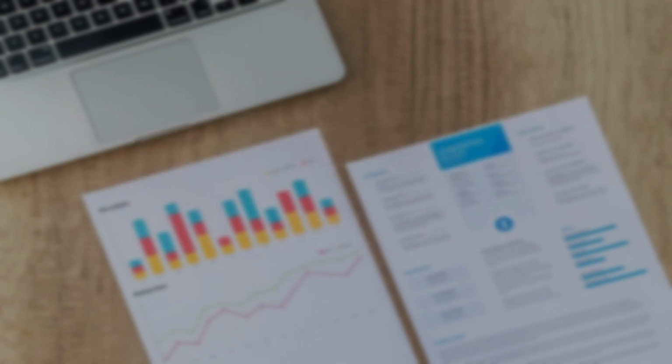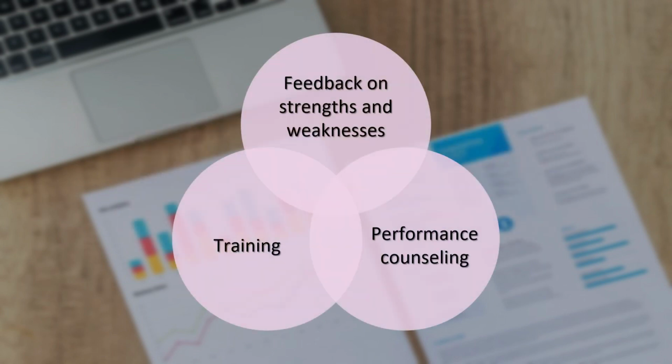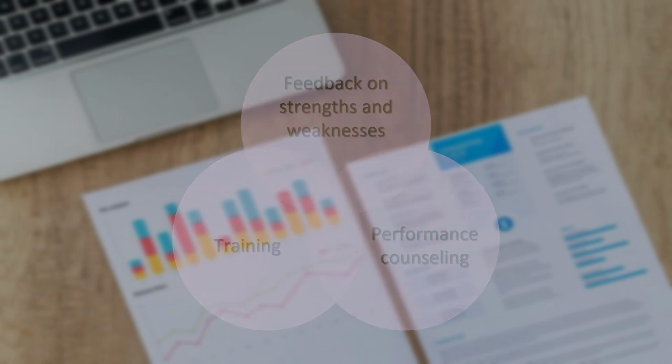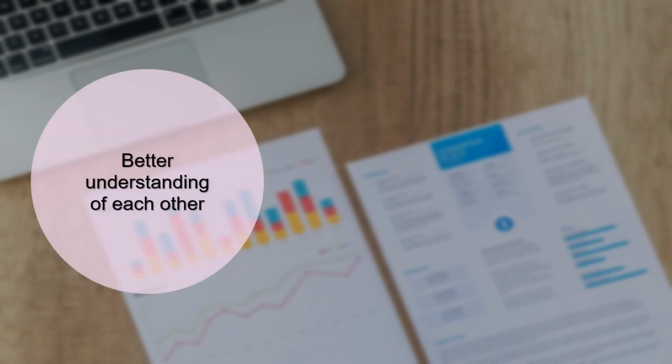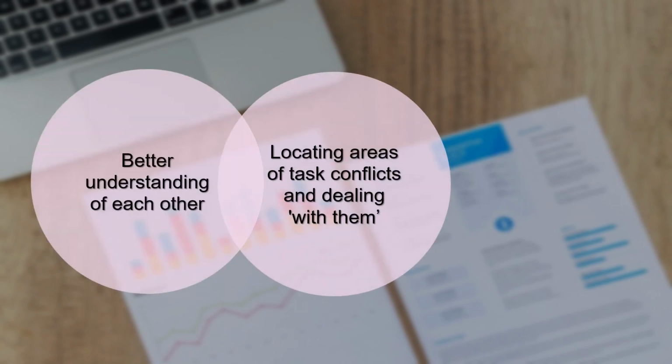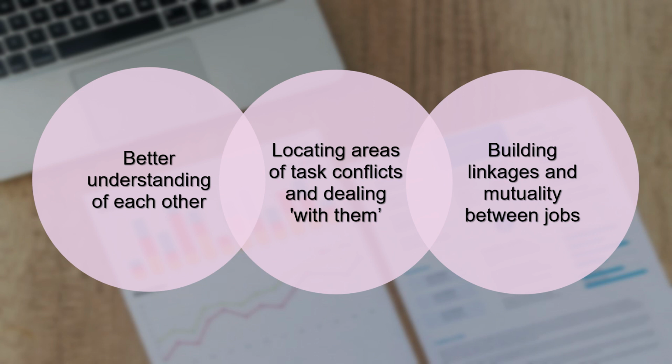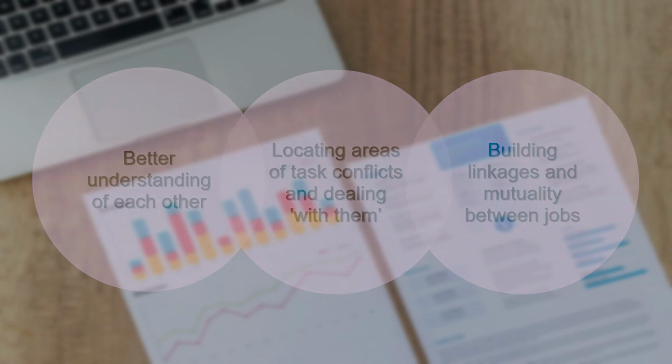Point number 5, employee development, will include feedback on strengths and weaknesses, performance counseling, training. Point number 6 is team building, especially the better understanding of each other, locating areas of task conflicts and dealing with them, building linkages and mutuality between the jobs.